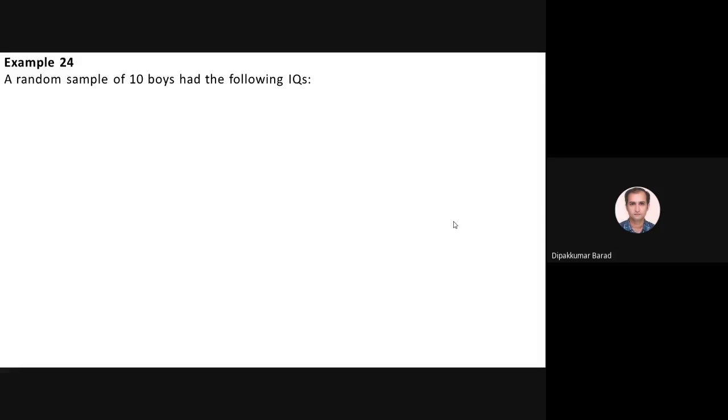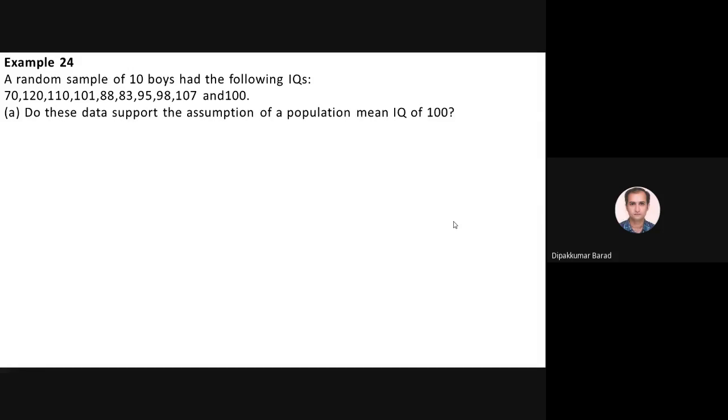Now example 24. A random sample of 10 boys had the following IQs: 70, 120, 100, 10, 101, 88, 83, 95, 98, 101, and 100. Does this data support the assumption of a population mean IQ of 100? And the second question we have asked: find the 95% confidence limits for the mean IQ.